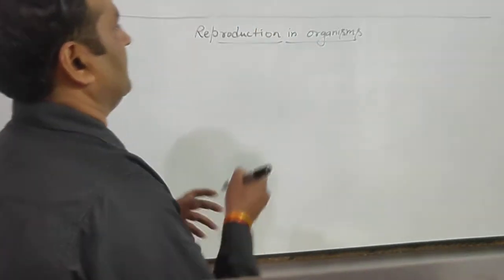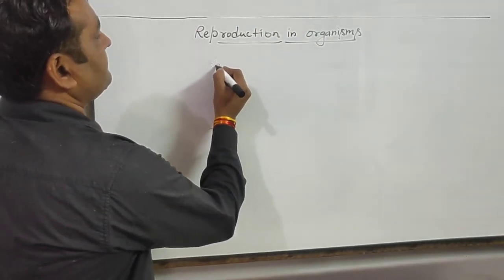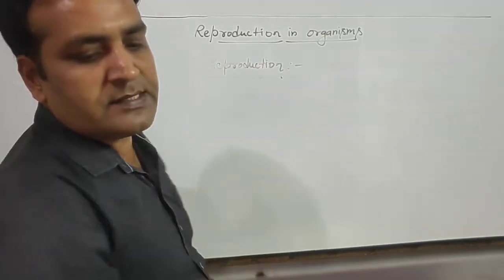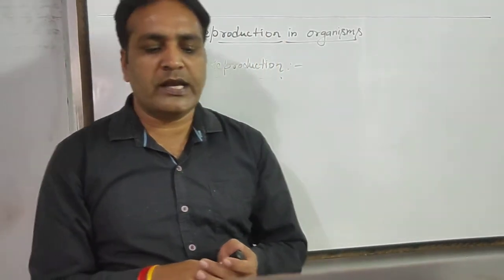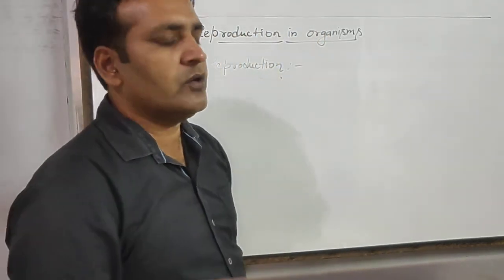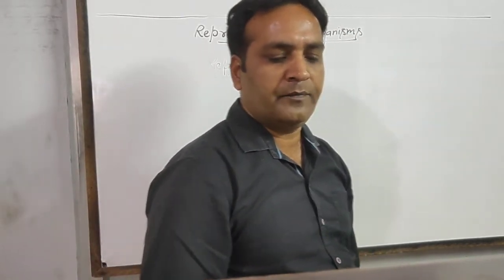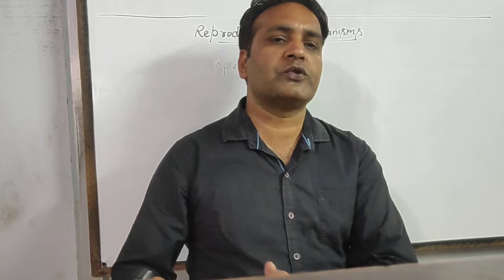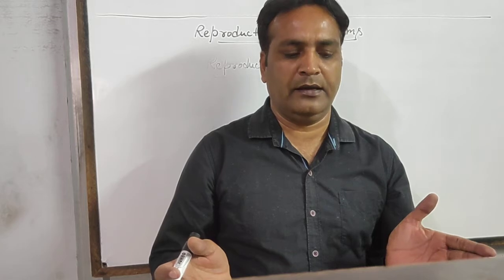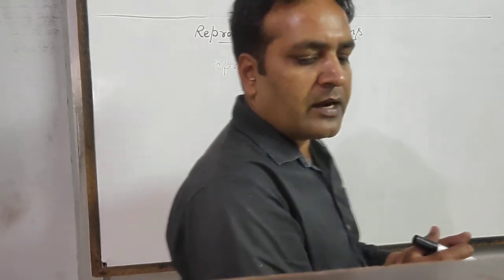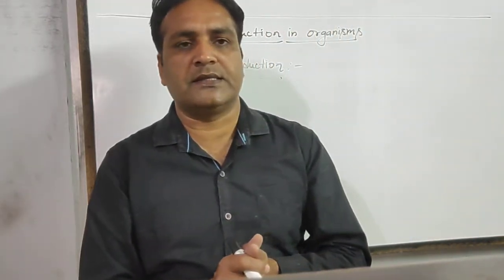What is reproduction? Actually, reproduction is defined as a biological process in which an organism gives rise to a young one, or you can say offspring, of their own kind. The offspring grow, mature and in turn produce new offspring. There is a cycle of birth, growth and death. Reproduction enables the continuity of species.